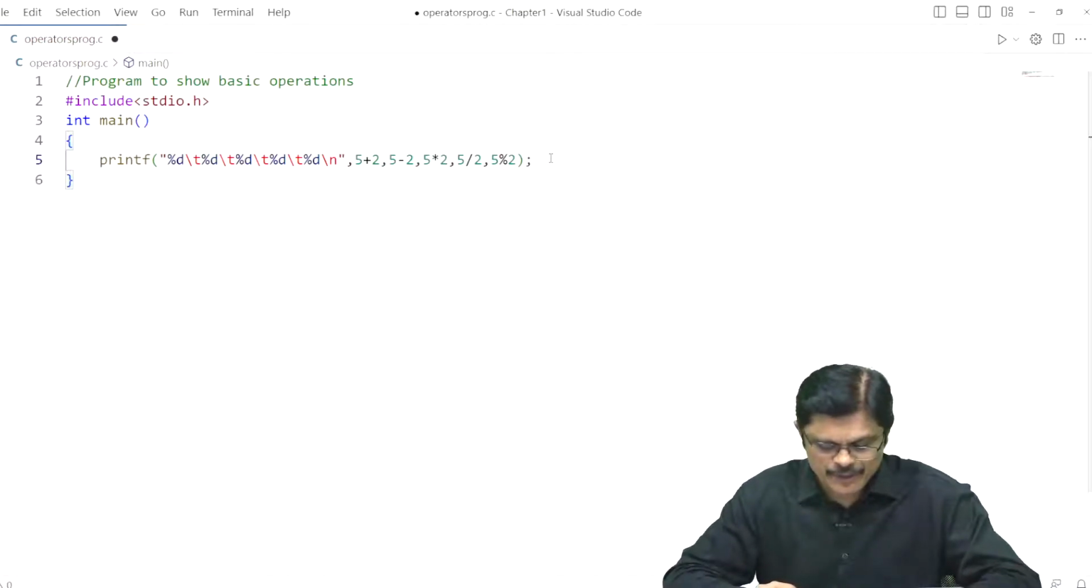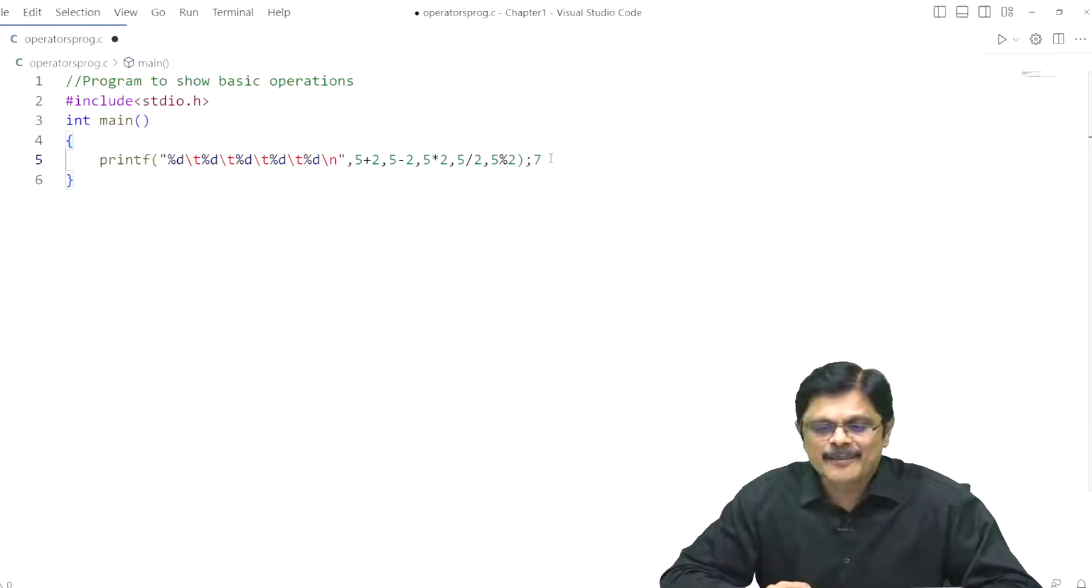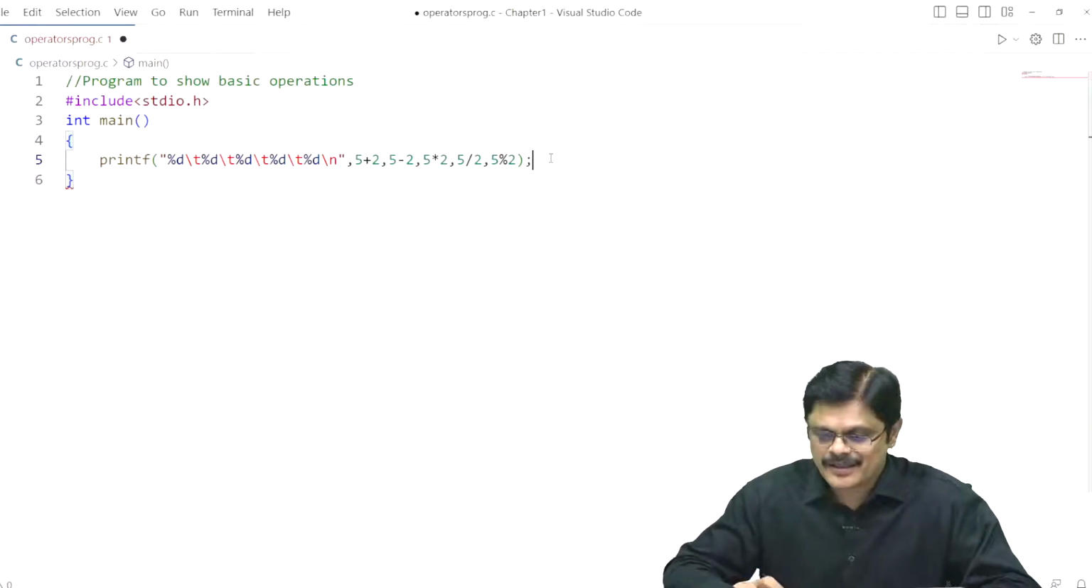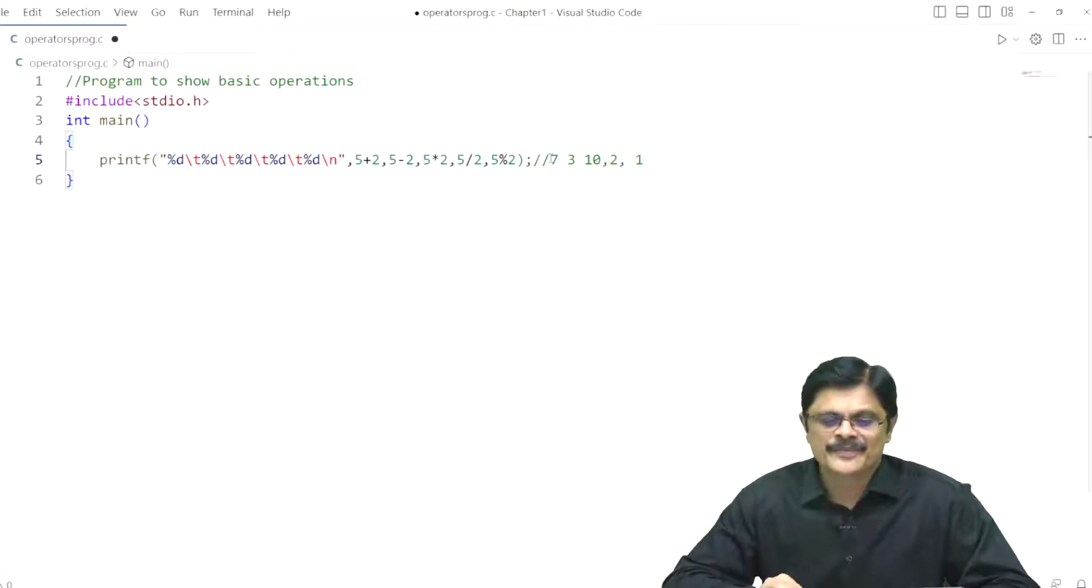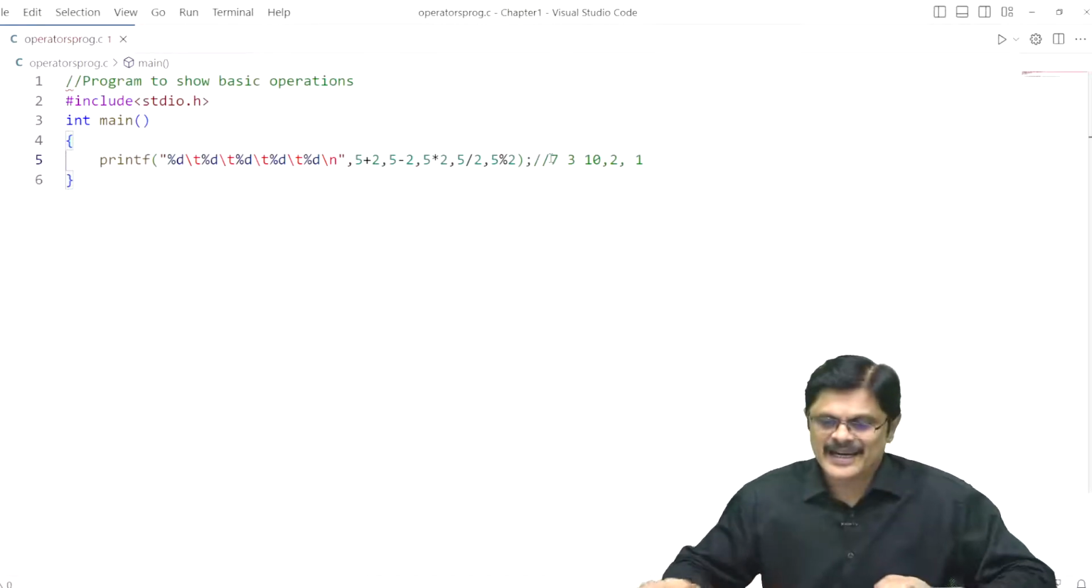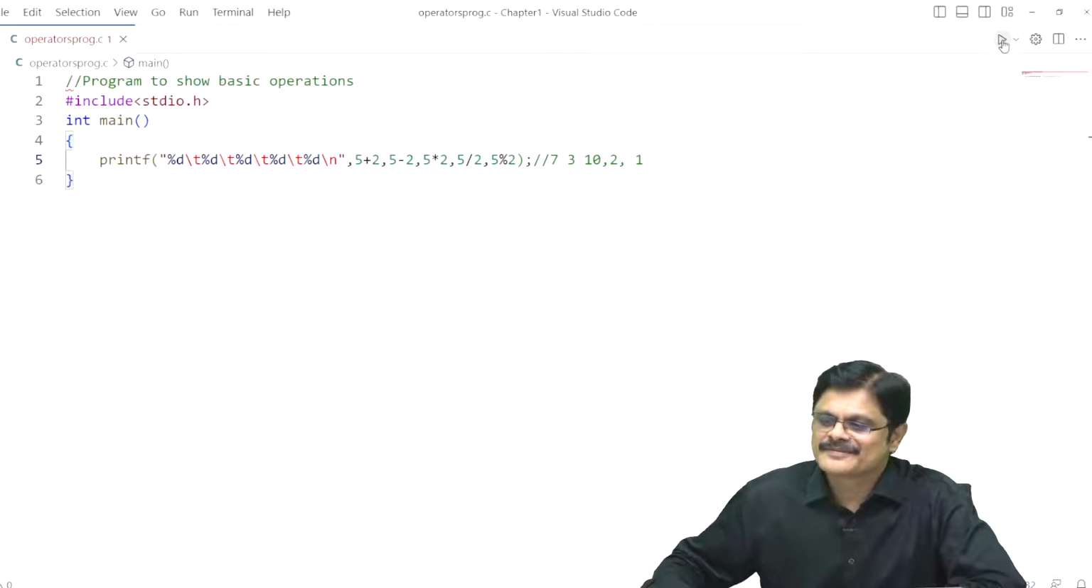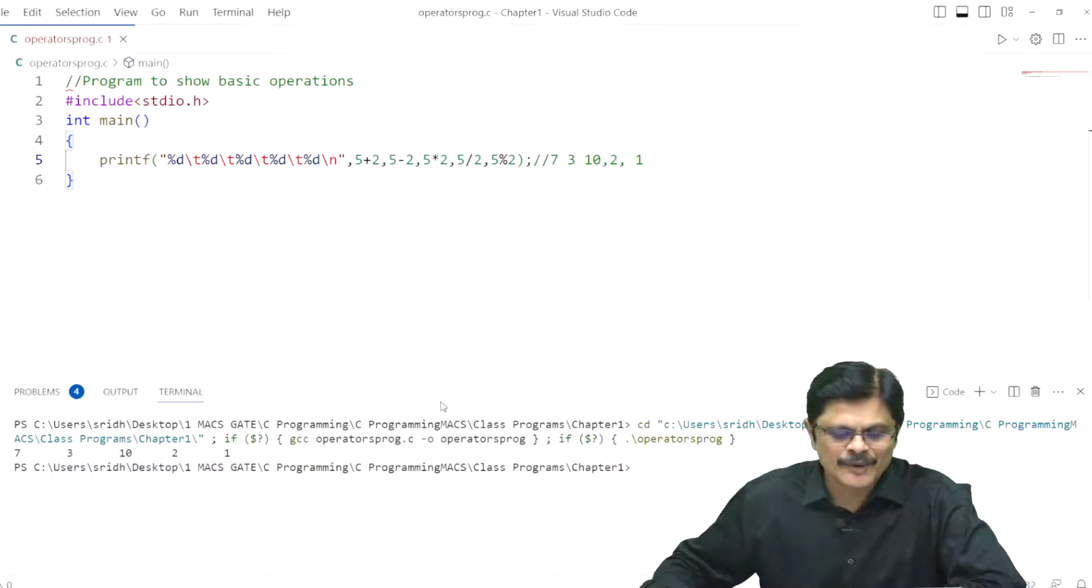5 plus 2 should give you 7. Then with tab, let us write down comments. You should get 7. Then 5 minus 2 you should get 3. 5 into 2, 10. 5 by 2, the quotient you are going to get is 2 times, and here you are going to get the remainder, that is 1. Okay. Let us run this. Wow, 7, 3, 10, 2, 1.